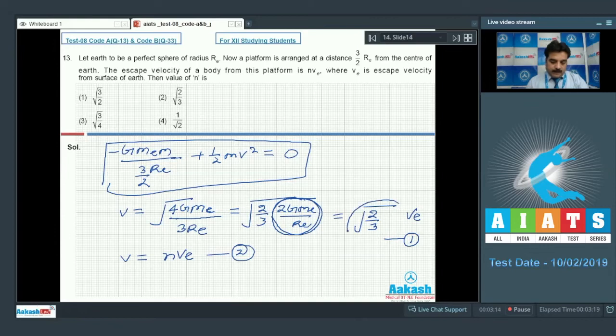So you can compare equation 1 and 2. Easily you can get the value of n will be root of 2/3. So my option number 2 will be the right choice. So let's move on to question number 14.